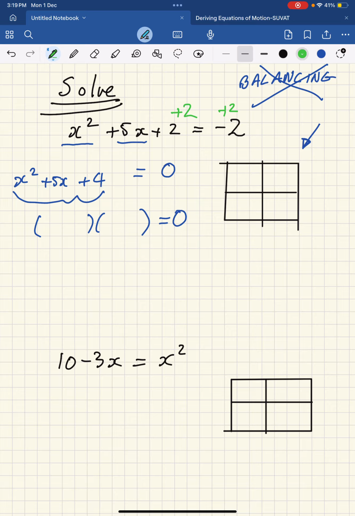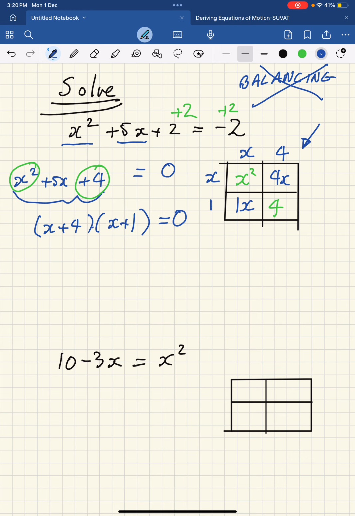Now let's think carefully. This x squared would appear from our grid here, and the plus 4 would appear from here. So that would mean x times x here. And should we try it? 4 times 1. I think we've got it right. 4x and 1x. And that would make the 5x. So I think we've done it. So transfer into our factorized form, x plus 4 times x plus 1.